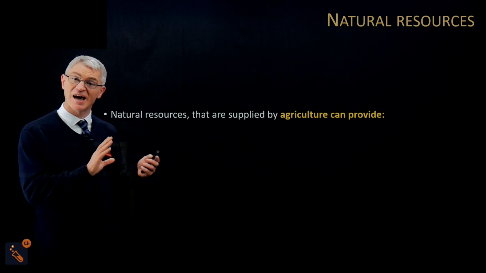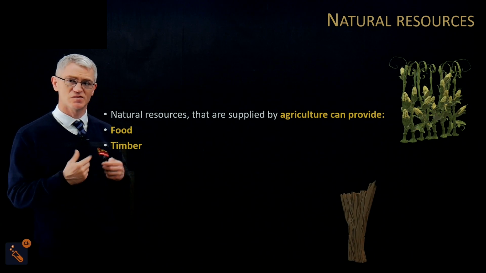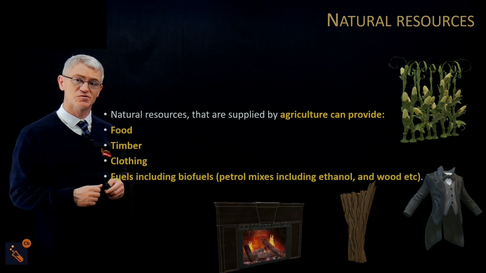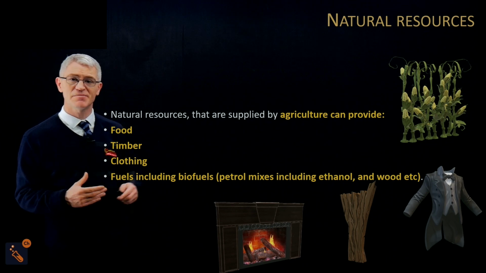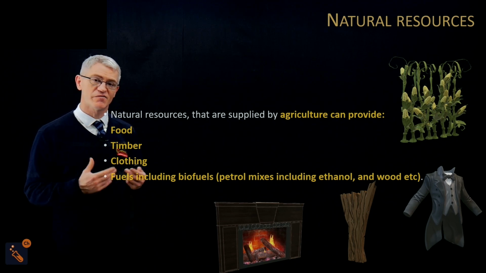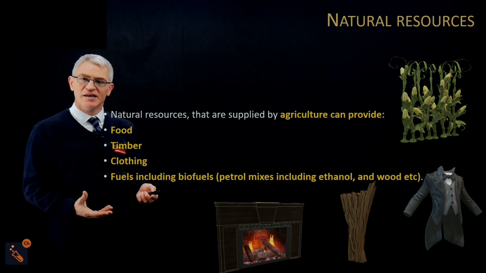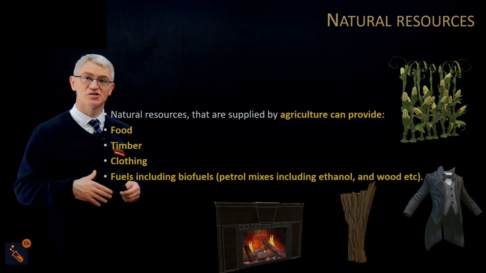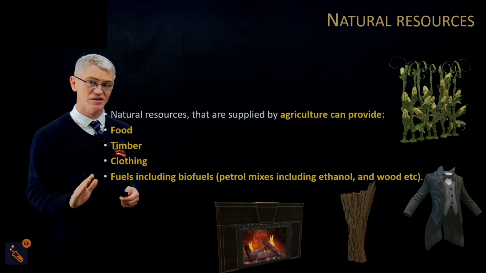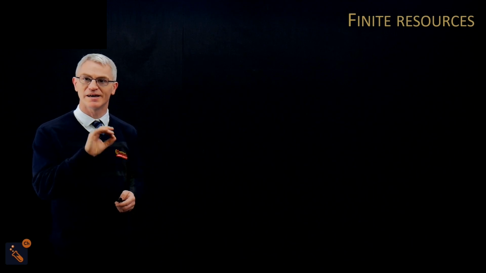Now, natural resources. Natural resources are ones that agriculture can provide. So corn, for example, is a type of food. Timber, used for buildings and so forth. Clothing. And then fuels. Now, in the UK, we have E10, which means 10% of our fuel is made up from ethanol. Now, that ethanol can come from fossil fuels, but it can also come from plants. Now, if that is the case, we now need to move on from our natural resources, which can be renewable and can be sustainable, to our finite resources. Now, finite resources are the ones that are non-renewable that will run out.